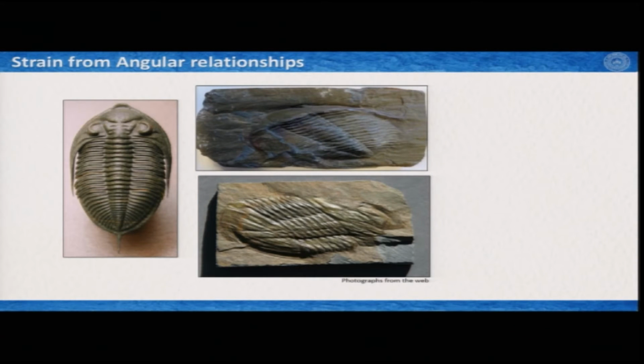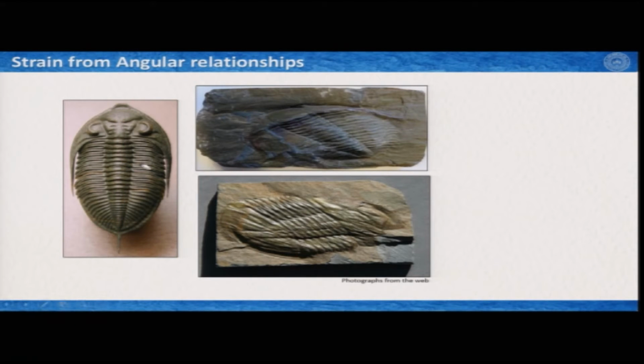Let us have a look at how to measure the strain from some sort of angular relationships. As we have learnt, again this is a fossil of a trilobite, and we know that it has an initial relationship where this angle is 90 degrees.